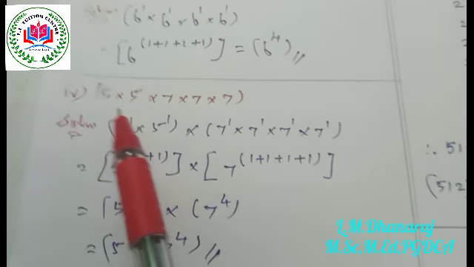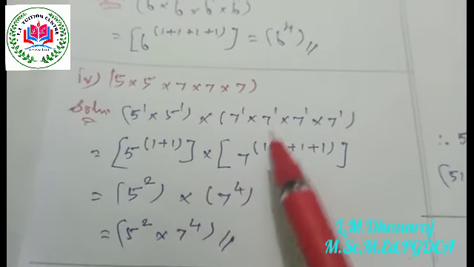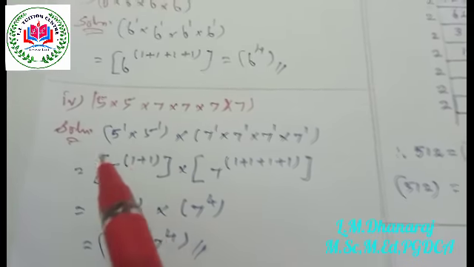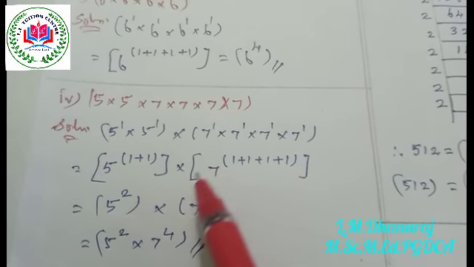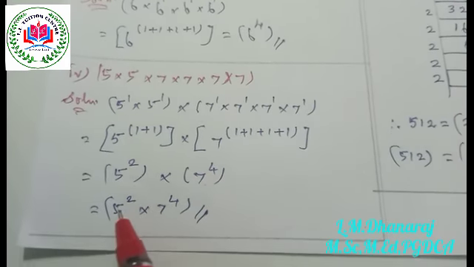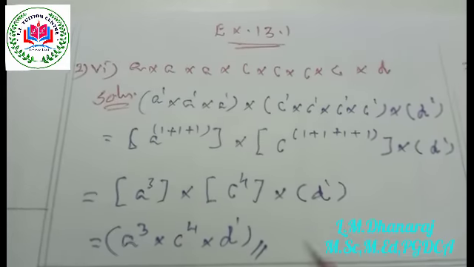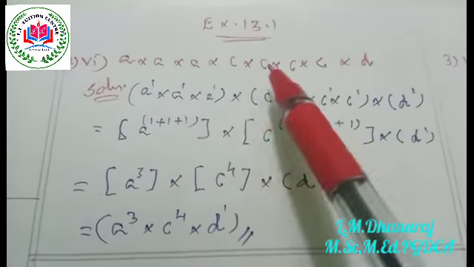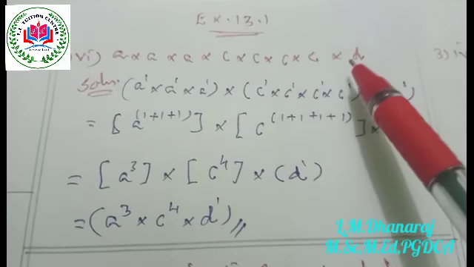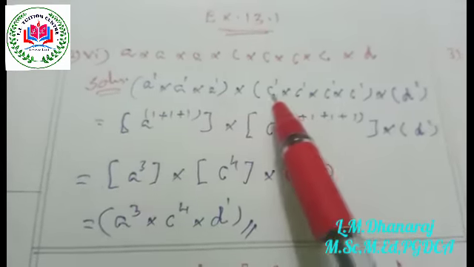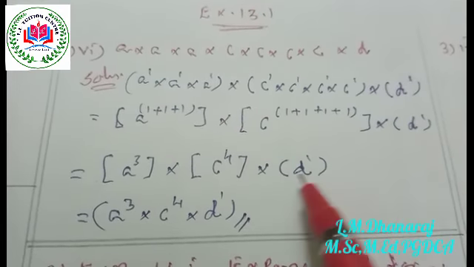For the fourth subdivision, 5 into 5 into 7 into 7 into 7 into 7. We will group all the 5s together and all the 7s together. Okay. So here it is 5 power 2 and here it is 7 power 4. So the exponential form is 5 power 2 into 7 power 4. And similarly for the sixth subdivision, we have a into a into a, c into c into c into c into d. So this is a power 3 and c power 4 and d power 1.